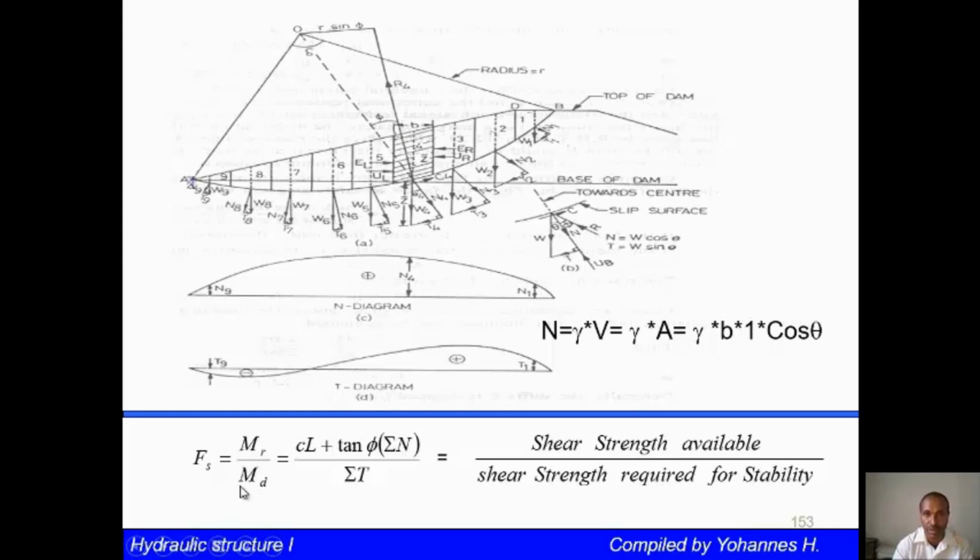So you have the total factor of safety you will calculate now, which is the resisting moment divided by the driving moment, where the resisting moment is cohesion times length, which is the total arc length, plus tan phi, where phi is the angle of internal friction of the fill material, times the normal force, over the summation of T, which is the driving force. So you divide the shear strength available by the shear strength required for stability. Then the factor of safety must be more than 1.5.